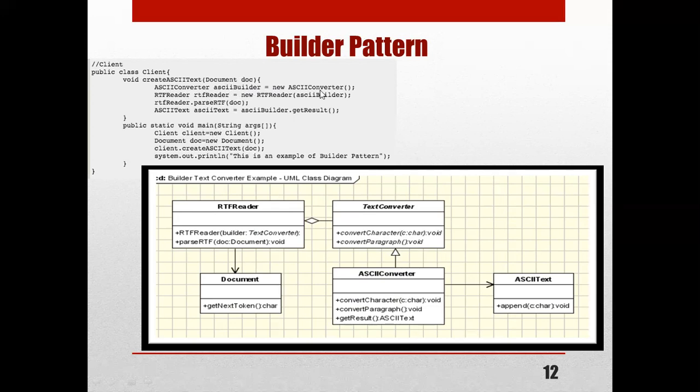ASCIIConverter class, then RTFReader and objects of that RTFReader class, then rtfReader.parseRTF. Here you can see the method of the RTFReader class, so that we can call the document object of that Document or abstract document class here. Then the ASCIIText class, then the object of that class. Through that we are going to call the getResult method of that ASCIIText class. Okay.